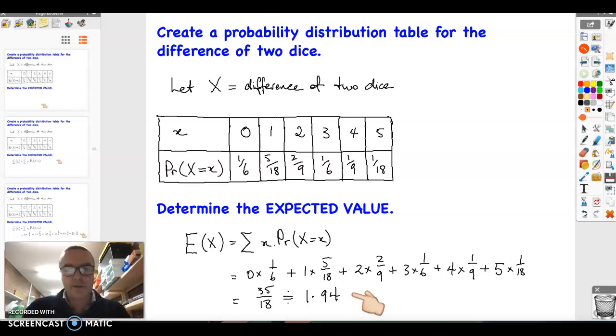Ironically, to expect 1.94 might seem ridiculous because it's not one of our discrete values. So what our expected value probably is better thought of is as an average. If I was to play this game over and over and over again, I should expect that the average of all of the differences that I roll is 1.94. It's a measure of central tendency of this random distribution. So that's the expected value.